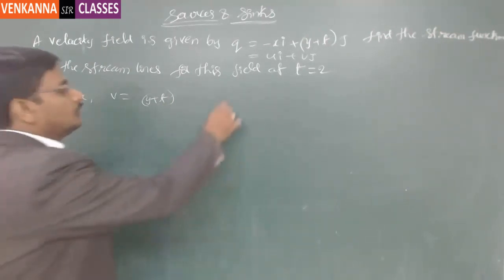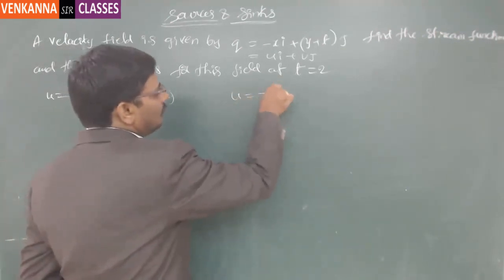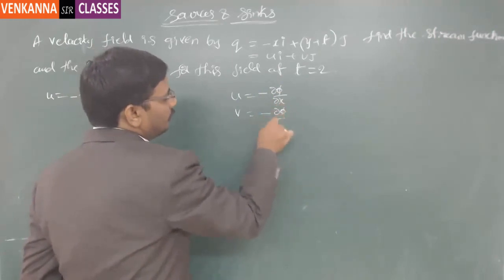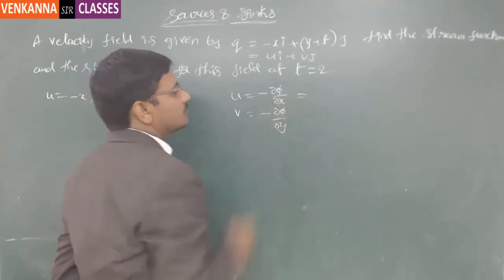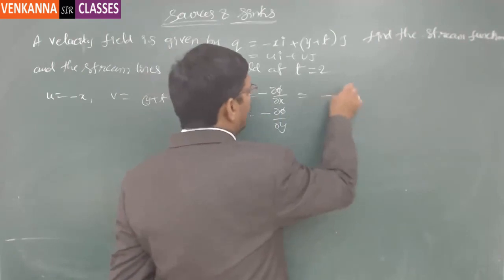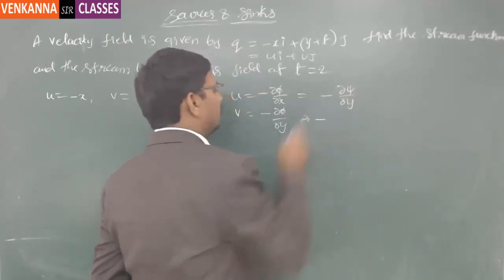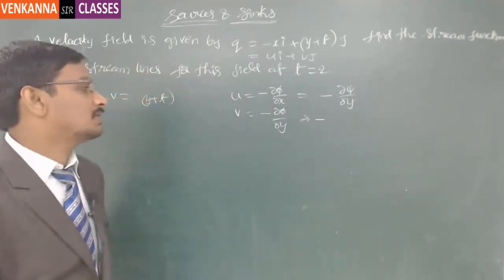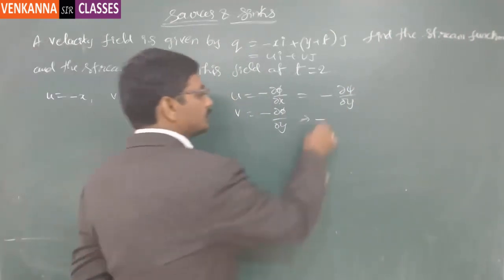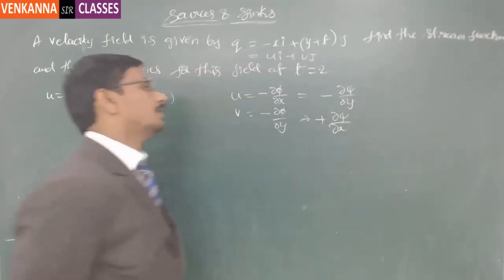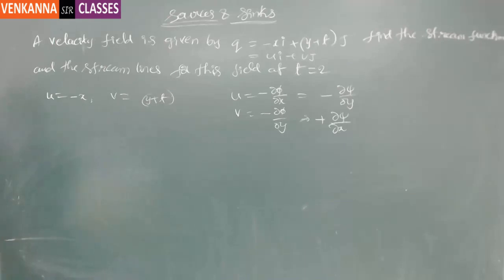So U is equal to minus dou phi by dou x and V is equal to minus dou phi by dou y. As per the CR equations, dou phi by dou x can be equated to dou psi by dou y. This is equation number 1, and dou phi by dou y can be replaced with minus of dou psi by dou x. So these are the two important relations that we can make use of. Then minus dou psi by dou y is equal to minus x.